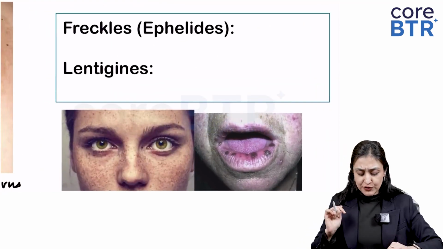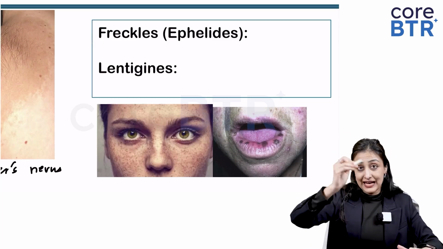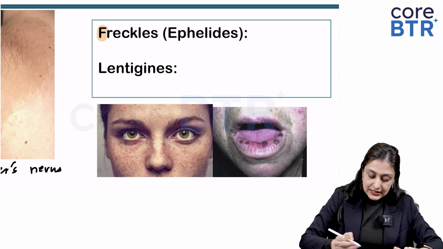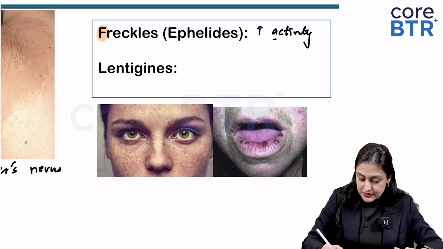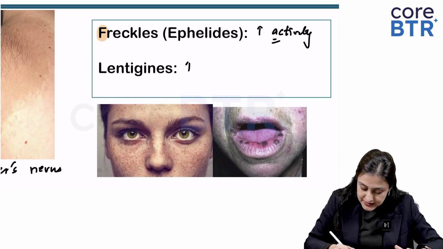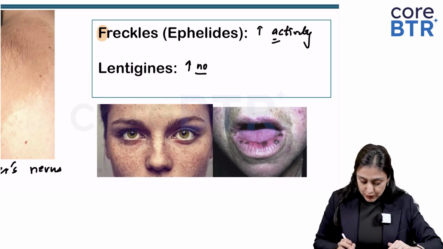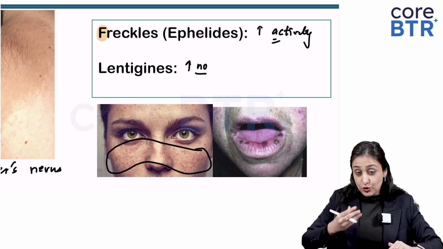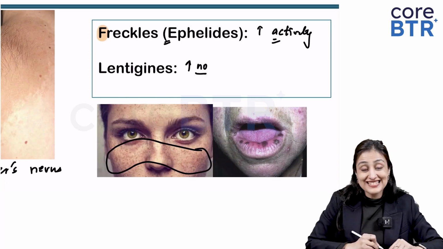Two more terms you want to remember: freckles versus lentigines. First of all, write them in alphabetical order. Freckles is more melanosome activity, vowels or first letter. Lentigines is more melanocyte number. So freckles is more melanosome activity, commonly seen in Caucasians, where they will have a lot of freckles on the face, also called ephelides.